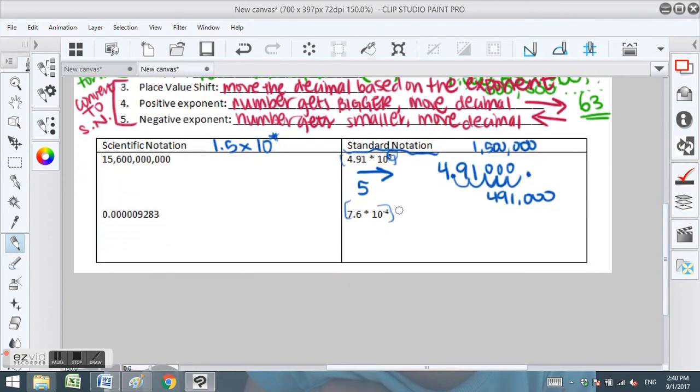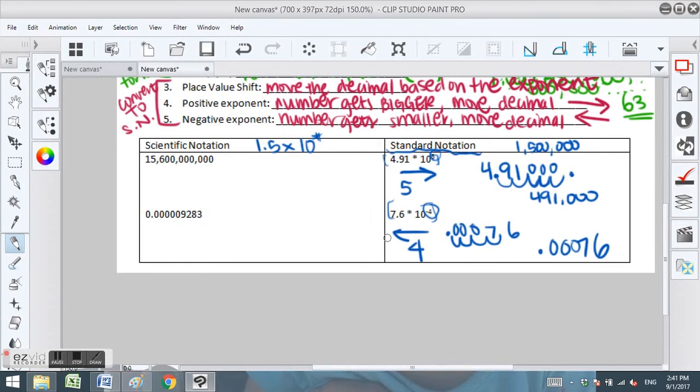Down here, we find the exponent, and it's negative 4. So we have 7.6. We know the decimal is being moved to the left, and we're moving it 4 times. So 1, 2, 3, 4. Same thing as before. In the blank spaces, we add zeros, and we have 0.00076. Great.